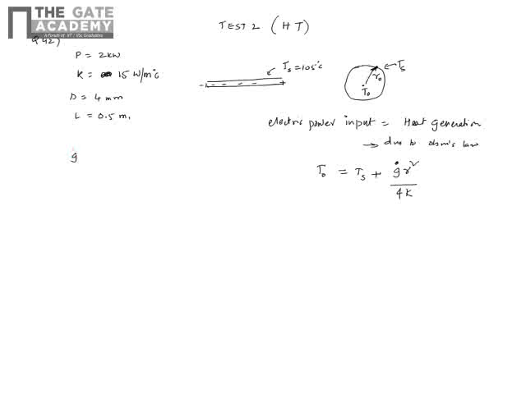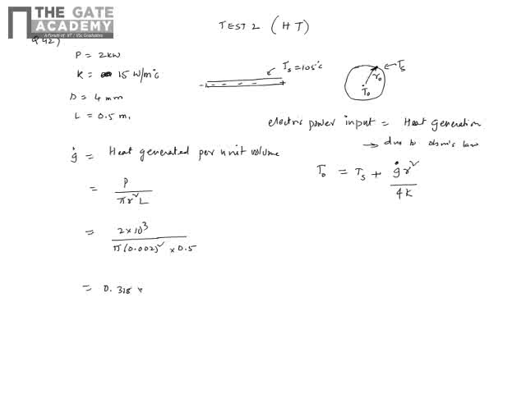Now how do I find G naught? G naught is heat generated per unit volume. The total electric power is given to the heat. So the entire 2 kilowatt is the heat generated, divided by the volume, which is pi R square into L. So heat generated is 2 kilowatt by pi, diameter is 4 so radius is 2, into length 0.5. Let's use a calculator to calculate it. This value comes out closer to 0.318 into 10 power 9 watt per meter cube.